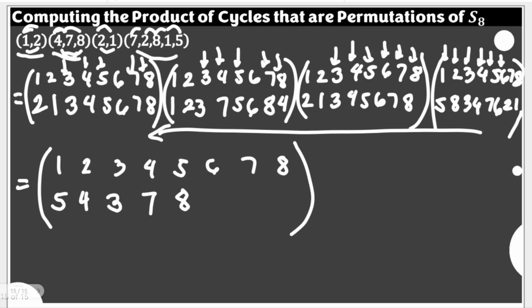6 is mapped to 6. See, it's very long. A longer method, as mentioned.